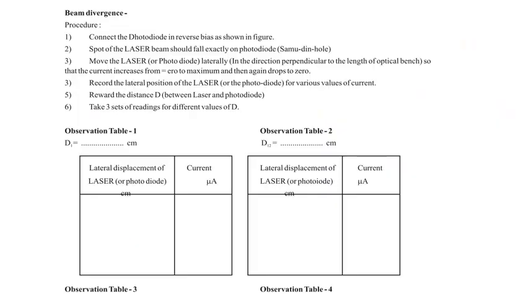What is the procedure? So connect the diodes in a reverse bias as shown in the figure. That is the first thing. Spot of the laser beam should fall exactly on the photodiode. So here it is wrongly written, that it should be pinhole.